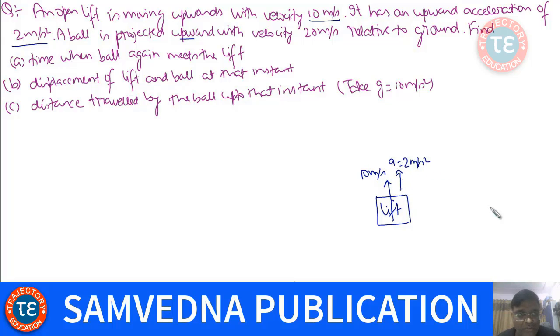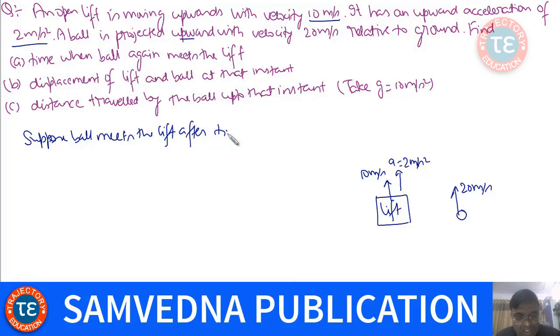And the acceleration is 2 meter per second square, and simultaneously a ball is also projected with 20 meter per second. The question is when this ball is going to meet the lift. So suppose the ball meets the lift after time t. So at that time t, the height of the ball and the height of this lift will be the same.